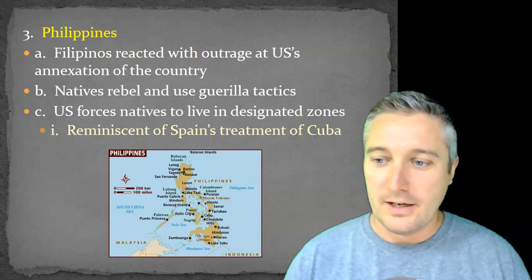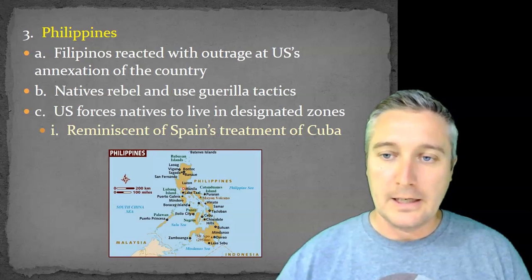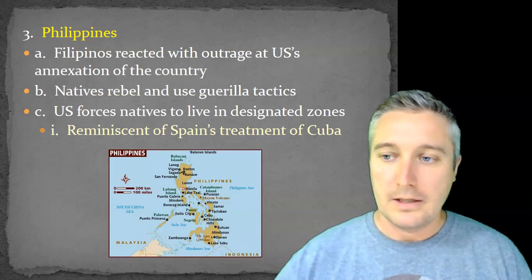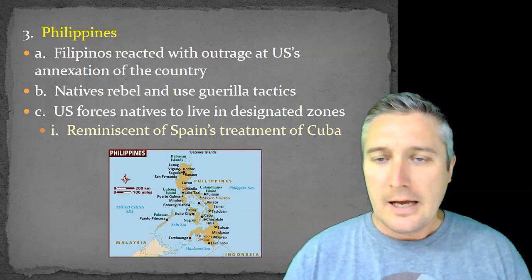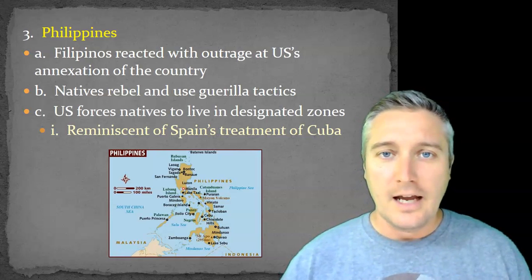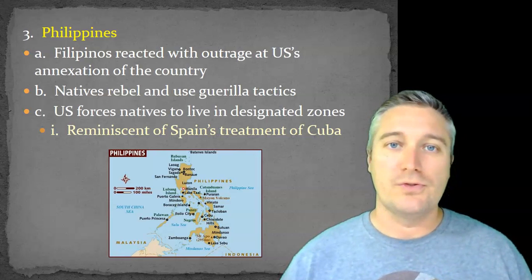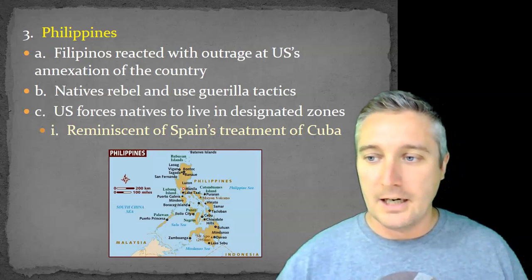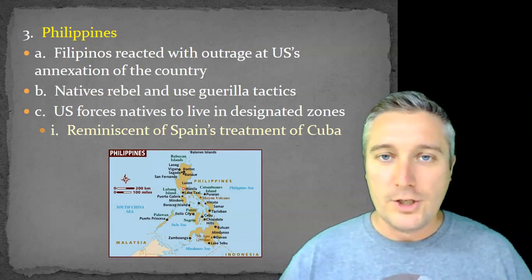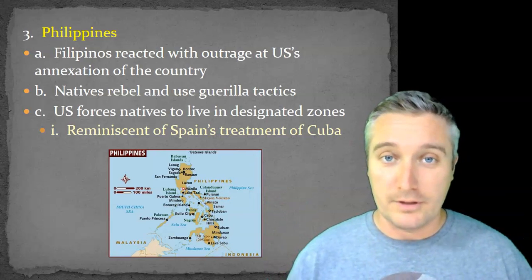We replace the Spanish as colonial rulers here, and the Filipinos begin attacking us in much the same way that they had been fighting against the Spanish. And shockingly, how do we respond? We actually set up designated zones for the Filipinos that they have to live in, basically these concentration camps that they are forced into. I mean, I hope alarm bells are going off in your mind right now.